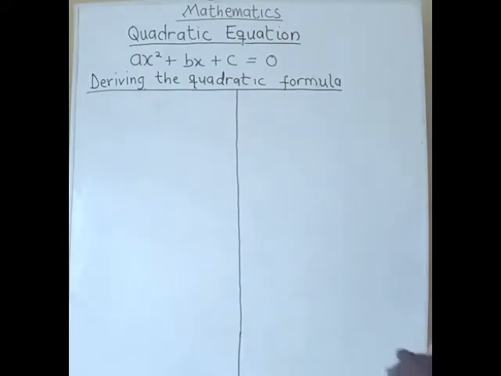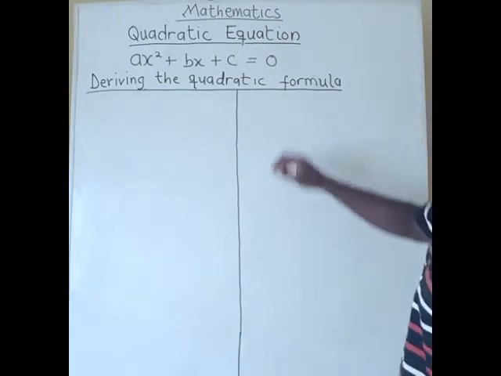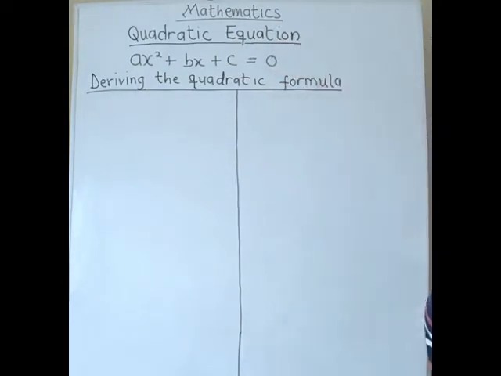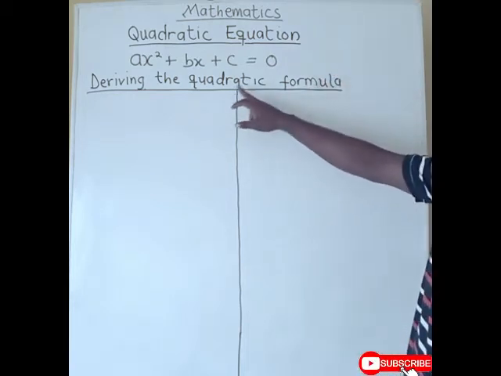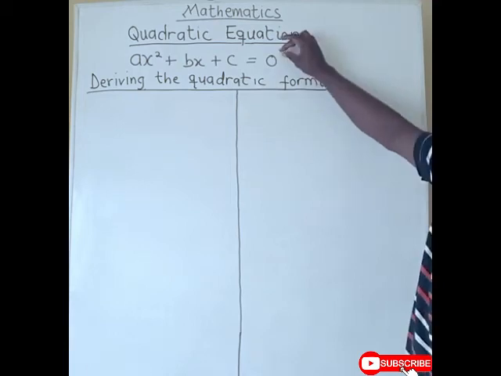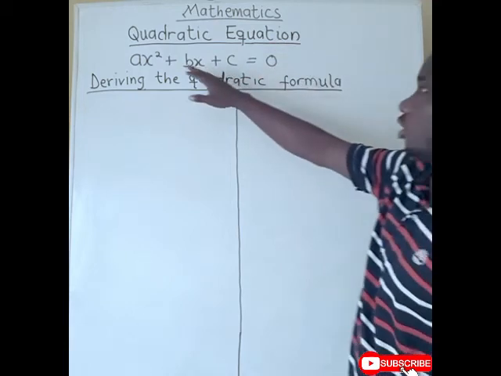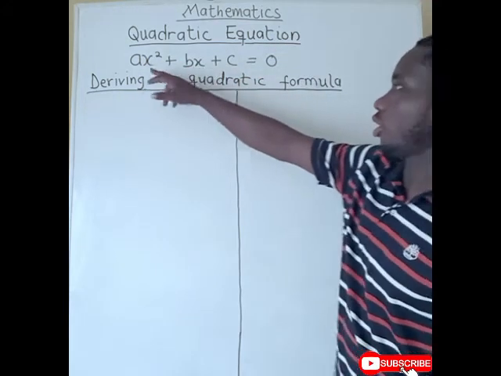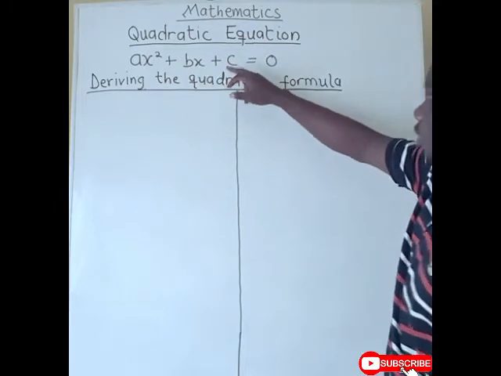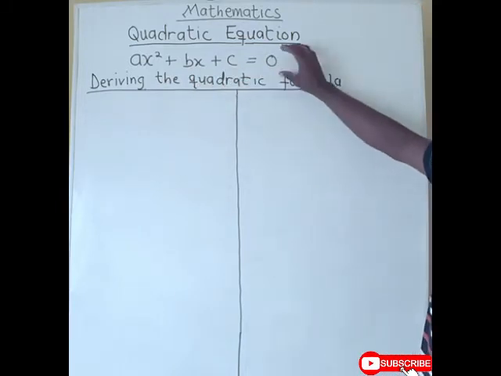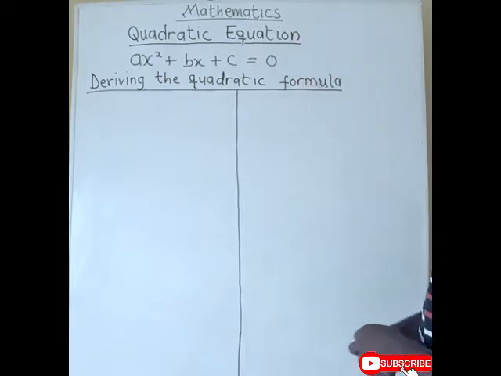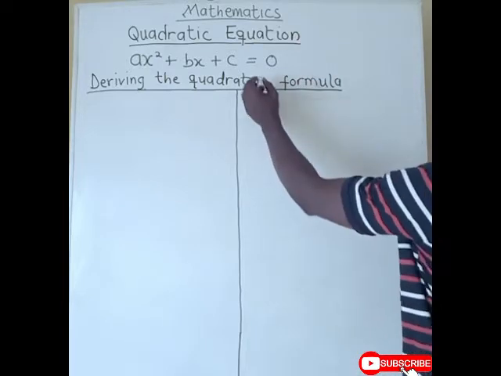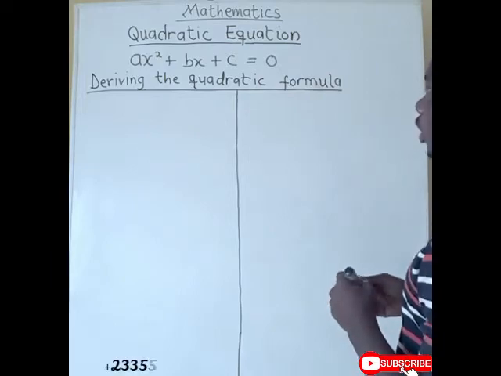Today we are going to learn how to derive the quadratic formula. So this is the quadratic equation. The quadratic equation is in this form: ax squared plus bx plus c is equal to 0. So we are going to learn how to derive the quadratic formula. So let's get started.